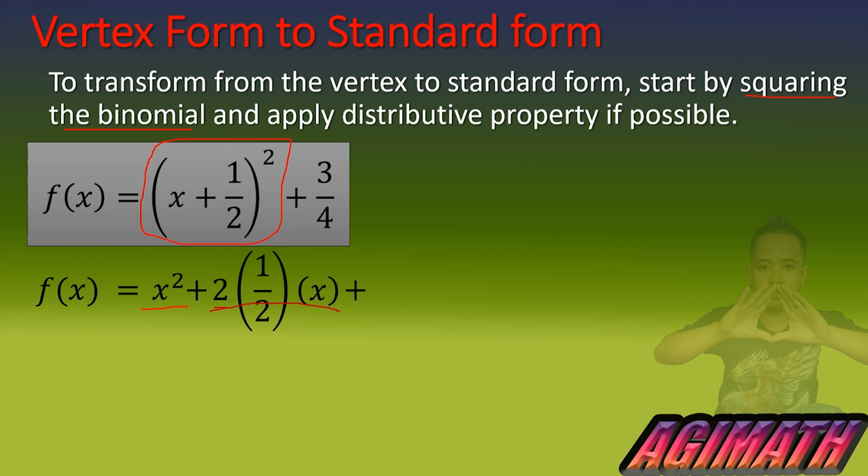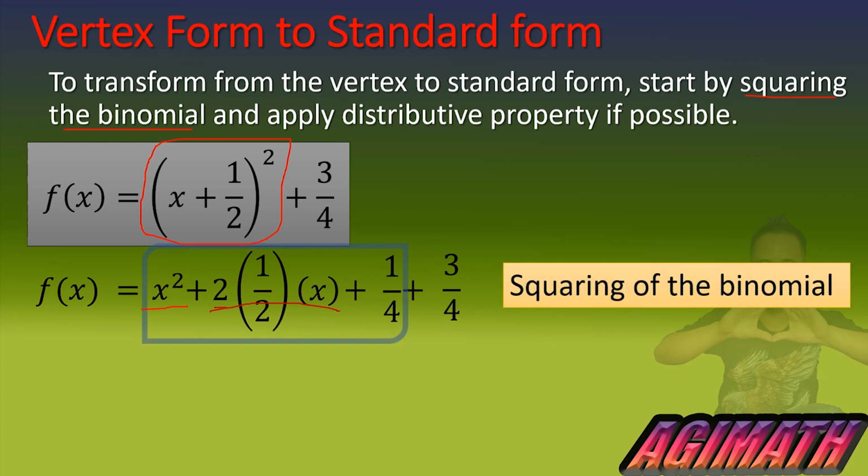So what is the square of 1/2? 1/2 times 1/2, that is equal to 1/4. And then copy the remaining term, plus 3/4. Okay? Then next is to simplify what can be simplified. Again, that step is squaring the binomial, and that is always the first step, square the binomial. Next is to simplify what can be simplified.